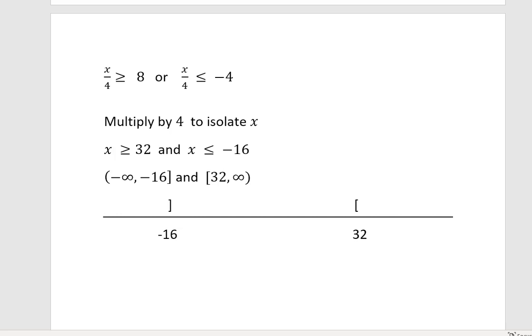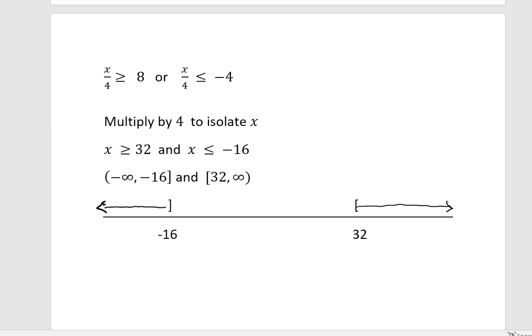So here if I go to my negative 16 on my number line, we're going to have the square bracket. And everything is going this way because it's less than the negative 16, and because it equals, we have the square bracket, not the paren. And on this one, we have the 32. Again, it's a square bracket, and it's going to be facing to the right because we are going greater than or equal to the 32.